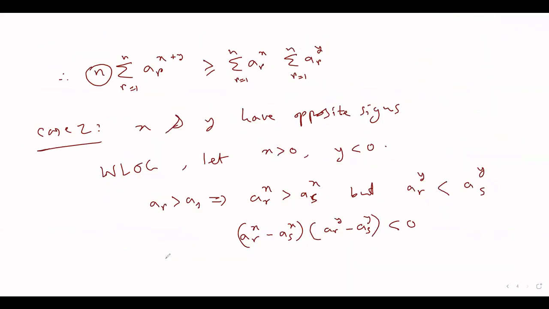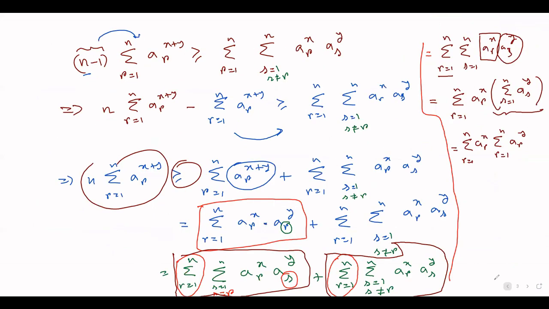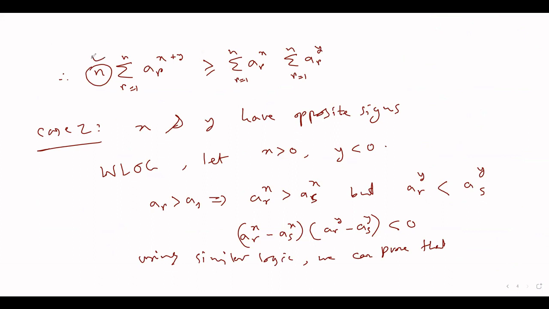Using similar logic, we can in this case prove what we got here with the sign reversed: N times sum AR to the power X plus Y is less than or equal to sum AR to the power X, sum AR to the power Y. So that actually completes our proof. Please let me know if I have to repeat any place in the proof.